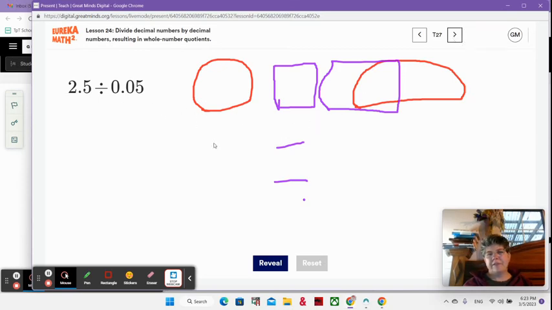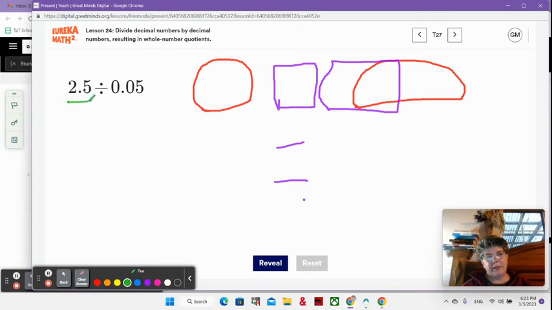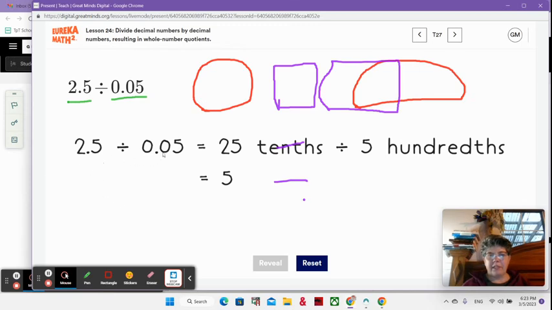2 and 5/10 divided by 5/100. Okay. What is similar or different about this? Do you notice? On all of the other ones, we had the same place value. Here we have 5/10, and here we have 5/100, right? So what are we going to do about that? Well, let me show you 2 and 5/10 divided by 5/100. 25/10 divided by 5/100. And the answer here is 5.